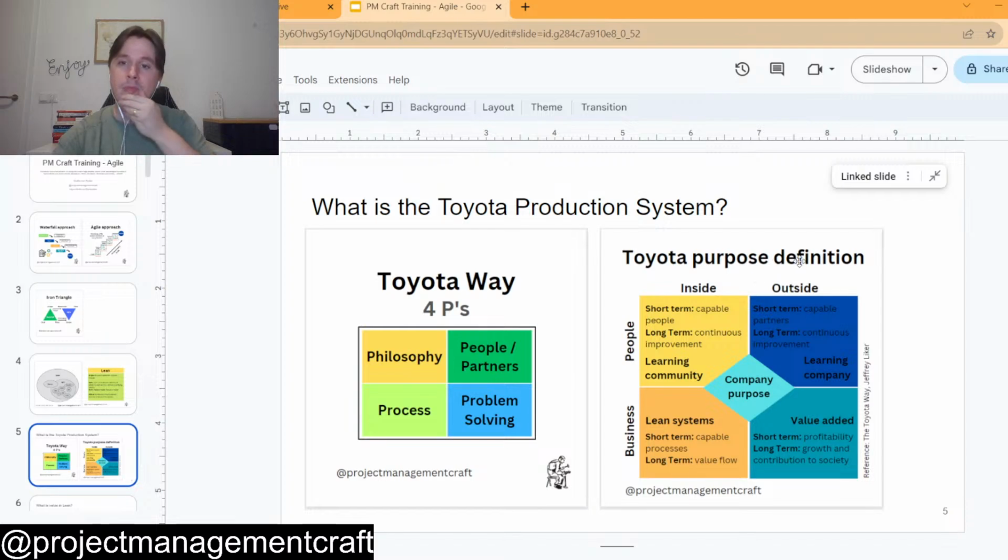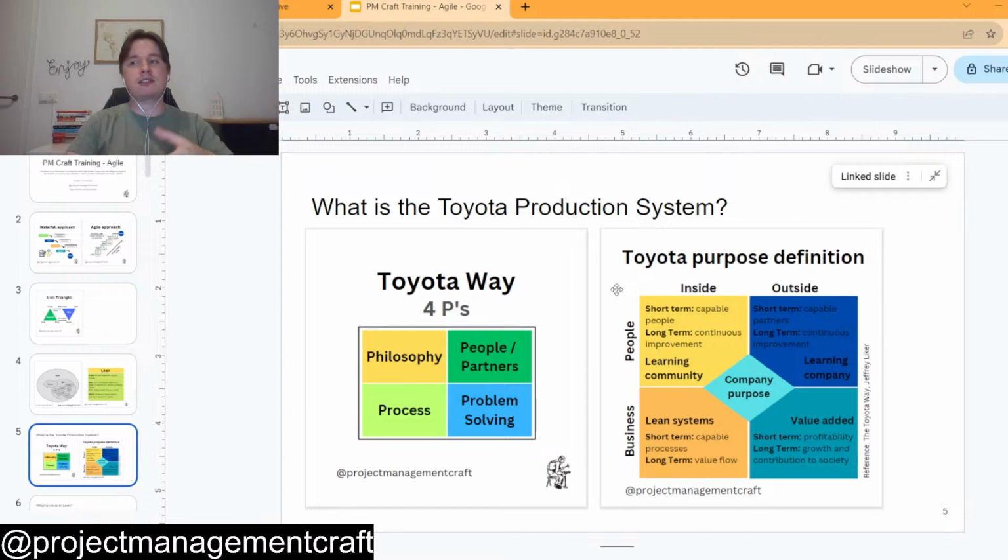So basically, on the Toyota purpose definition, they look at business and people, so they look at two dimensions, inside and outside of the company. When they look at the people inside of the company, they understand that for a company to be sustainable, you always need to take care of the short term, because that's the result that you have nowadays. But you always need to keep in mind that you have a long-term view. Why is this long term?